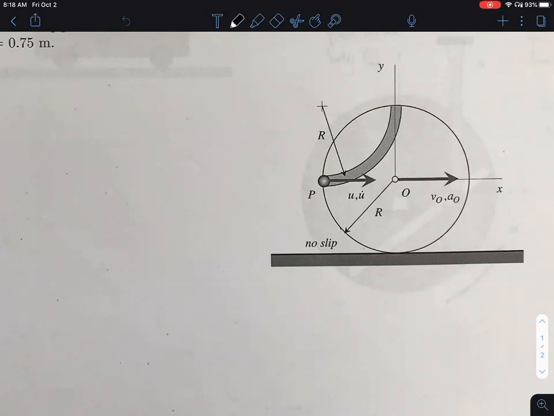Are P and the disk on the same rigid body? No, let me repeat this. Does P and this disk belong to the same rigid body? So I'm talking about that particle P and the disk. Can you consider these two as the same rigid body?